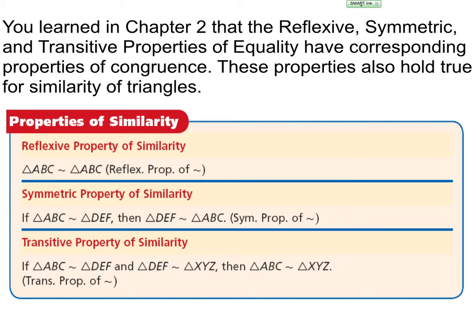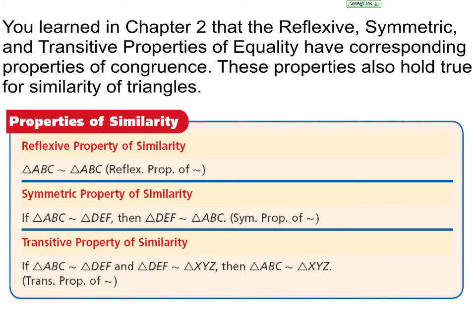On your notes, I do have reflexive, symmetric, and transitive about similarity. We talked about reflexive. We did have a reflexive of congruence, a reflexive property of equality. There is also a reflexive property of similarity. So for instance, a triangle ABC is similar to itself. It's the same shape, and the sides would be in proportion. What would be the ratio of the sides? 1 to 1. Does that make sense? Reflexive would be true.